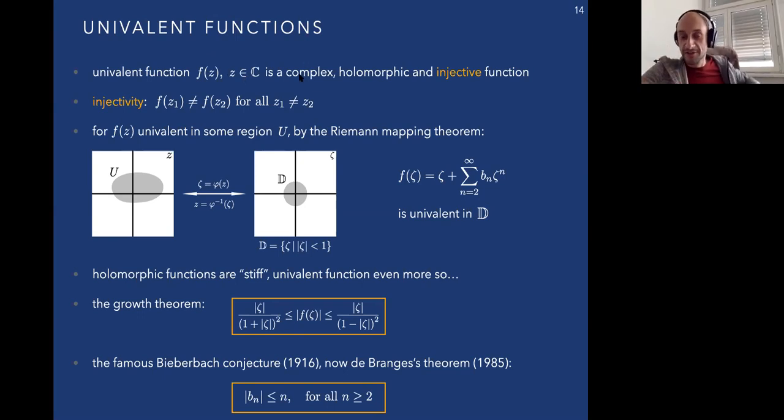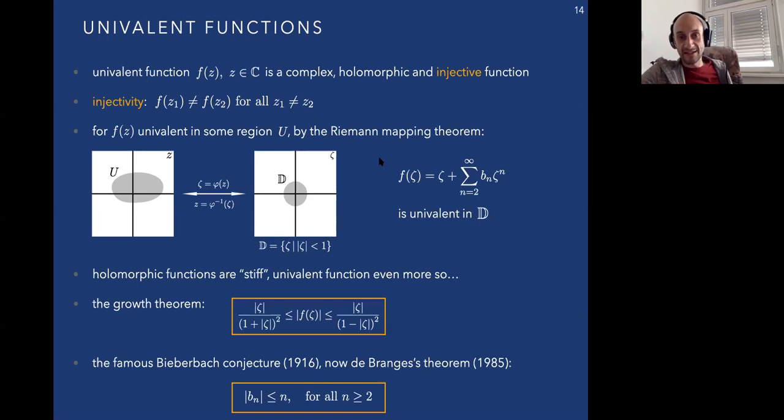It's holomorphic. So this means that at least in some region, it's analytic. I don't want them to be globally holomorphic, so they need not be entire. That's the word that people use. So they're holomorphic in some region. And crucially, this is a new thing, they have to be injective. What injectivity means, to remind you, is that f(z1) is not equal to f(z2) for all z1 not equal to z2, in the region of this holomorphicity at least.